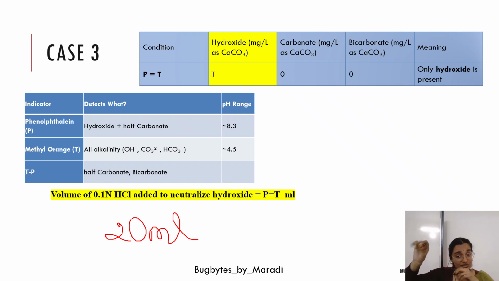You have added methyl orange, you have continued with the titration, no need to continue. Okay. So you have added methyl orange. Here, suddenly it turned into orange color. There is no yellow color. Directly the endpoint has come.